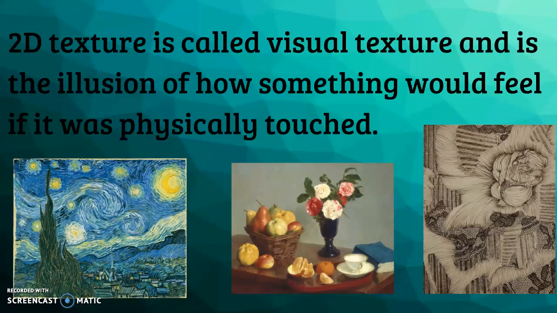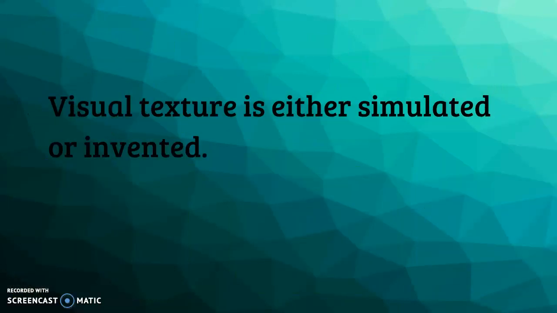Two-dimensional texture is called visual texture and is the illusion of how something would feel if it was physically touched. In these paintings, you can see the different types of visual texture. Visual texture is either simulated or invented.